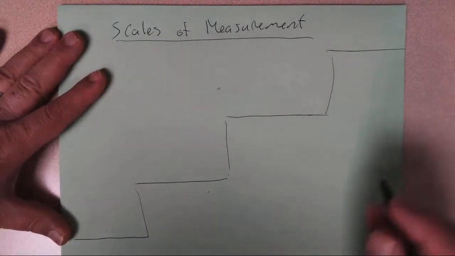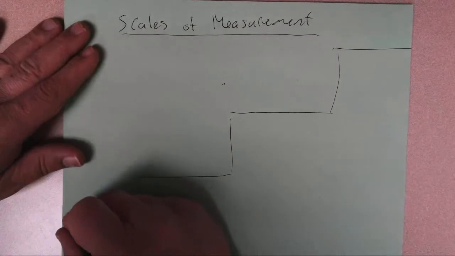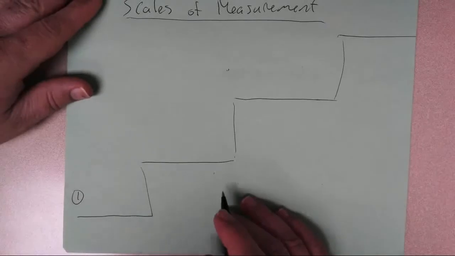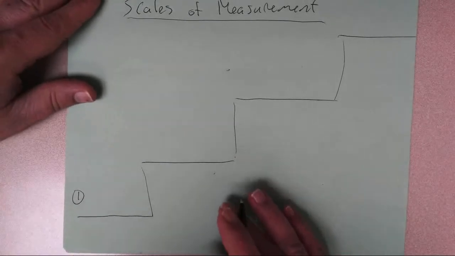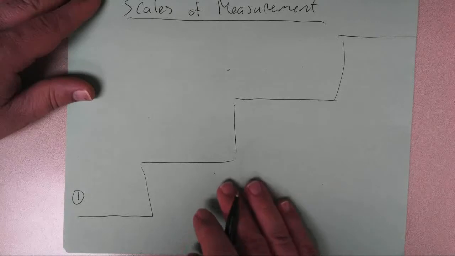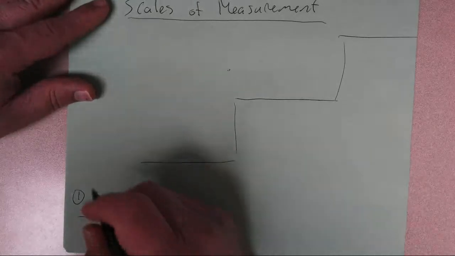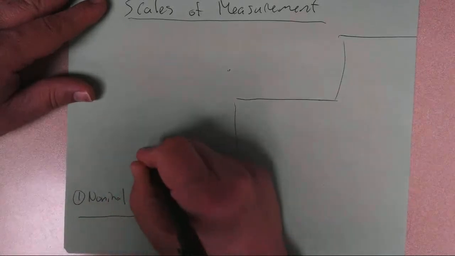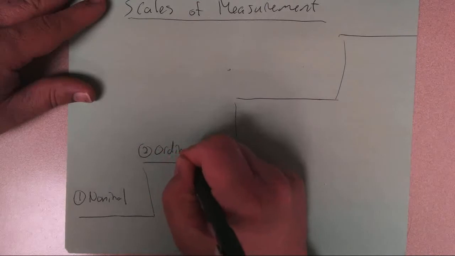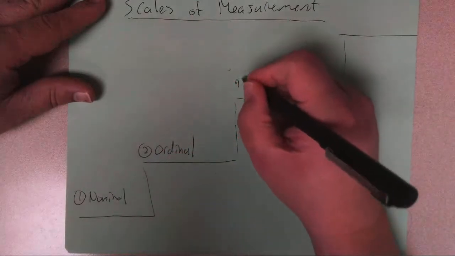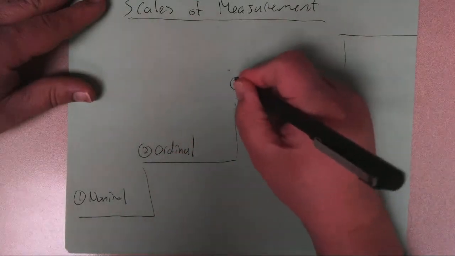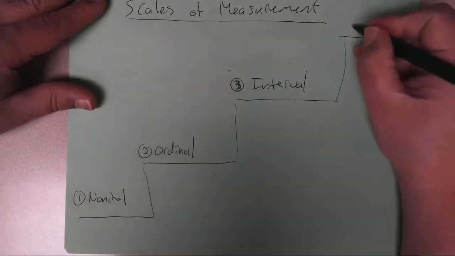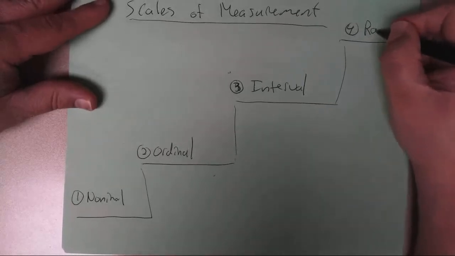And I'm not going to sit and define every one of these. Your textbook does a good job of that. I just want to give you a short description of what these are and how to identify which scale of measurement is being used. So first of all, the 4 scales are nominal, ordinal, interval, and ratio.